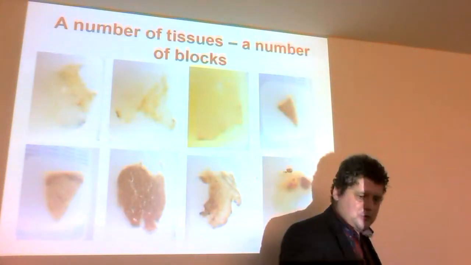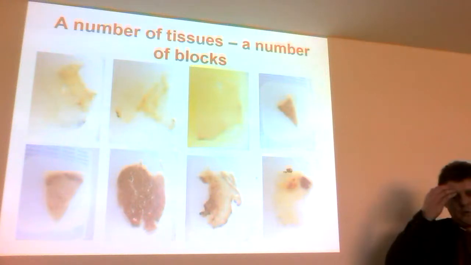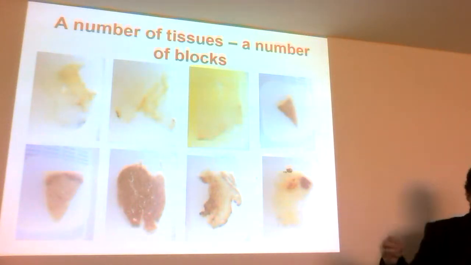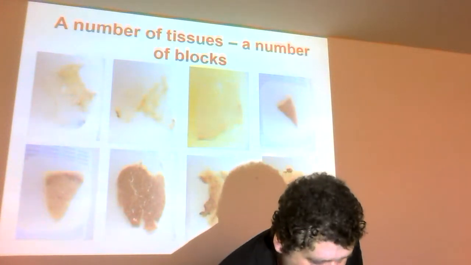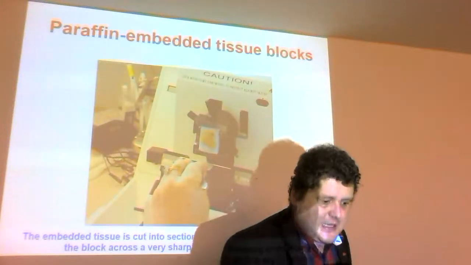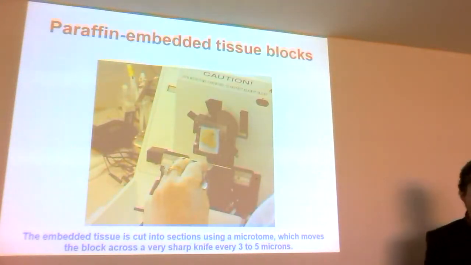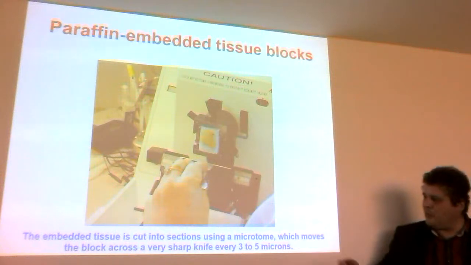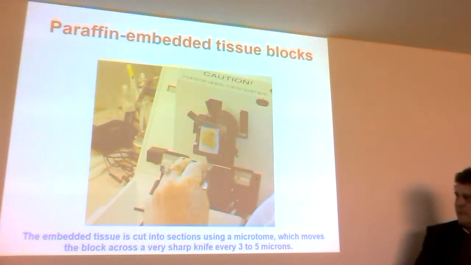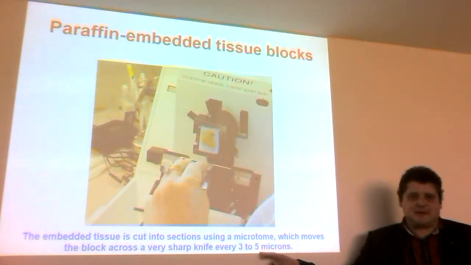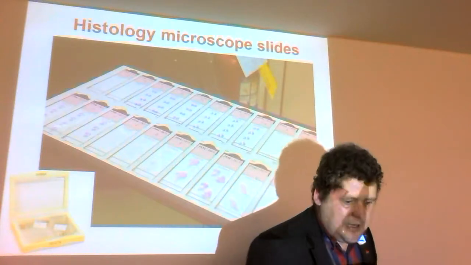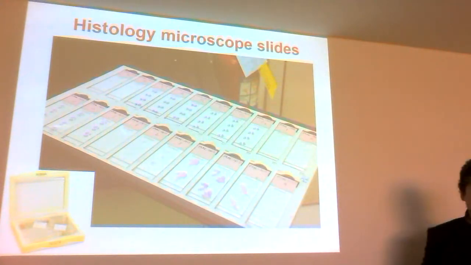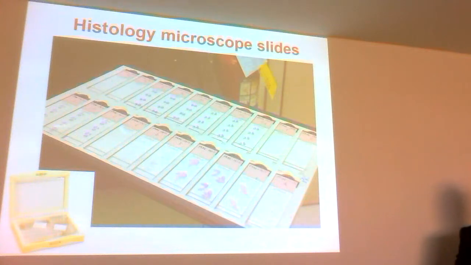It doesn't matter what tissue: skin, liver, stomach, anything. When it's taken, the piece of tissue will be prepared as a paraffin-embedded tissue block, and then they will send it to the laboratory. In the laboratory, using a microtome device, they will cut it very carefully and prepare very thin slides, 3 to 5 microns. With these slides, they produce histology microscopy slides and pass them for investigation under a microscope.